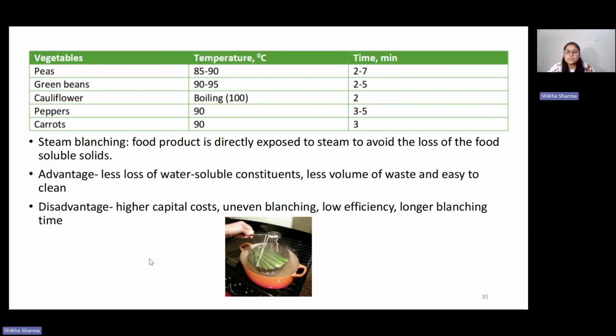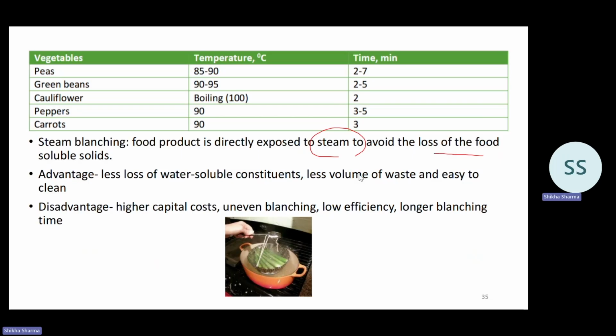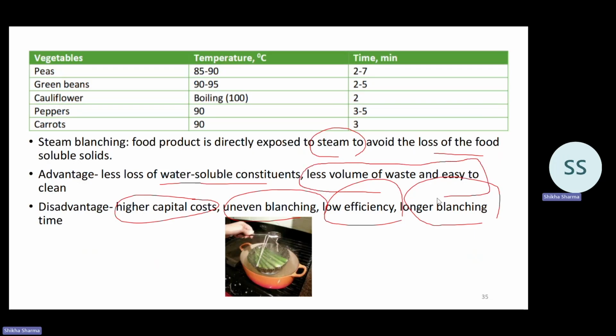In steam blanching, the food product is exposed to steam to avoid the loss of soluble solids. But its problems are a higher capital cost, uneven blanching, low efficiency, and longer blanching time. Its advantages are a low loss of water soluble substances, less volume of waste generated, and it is easy to clean.